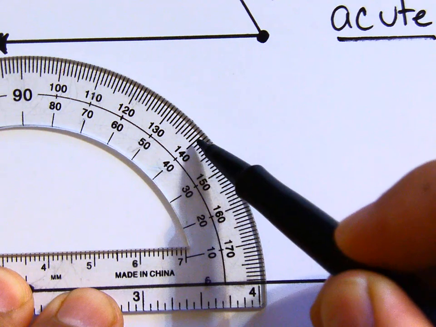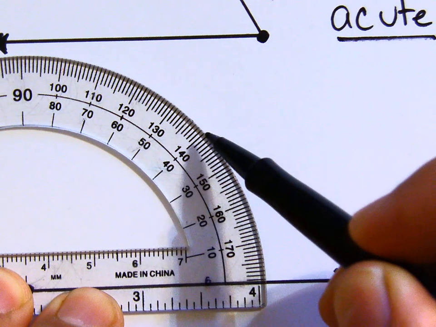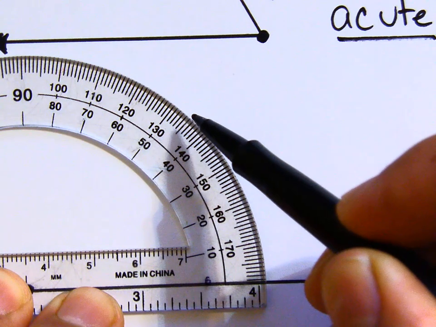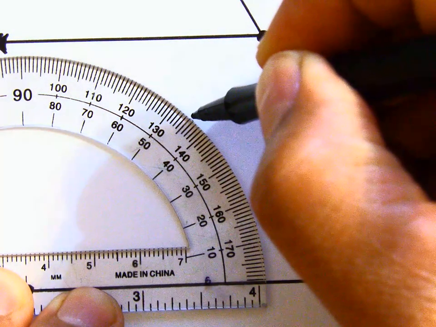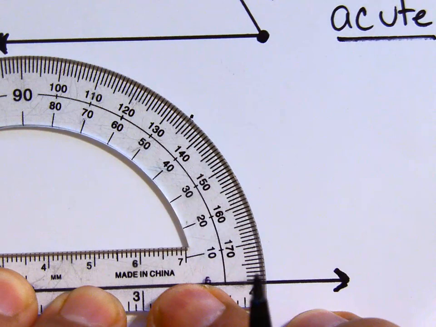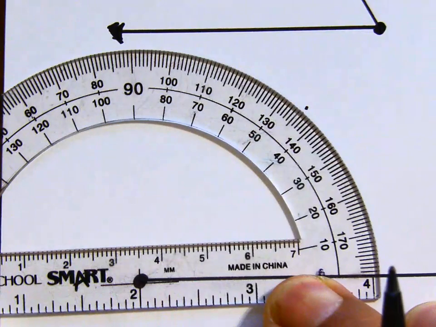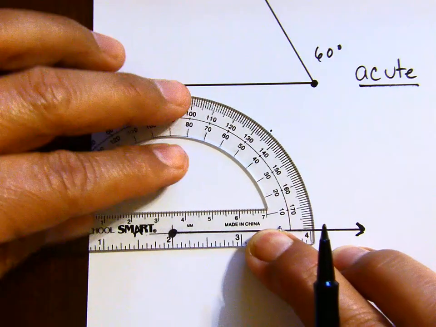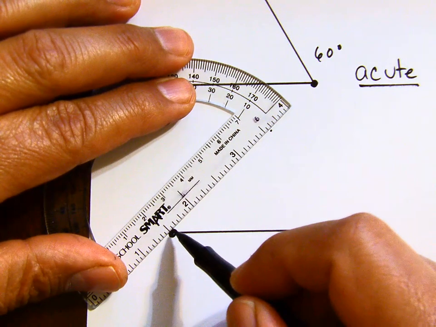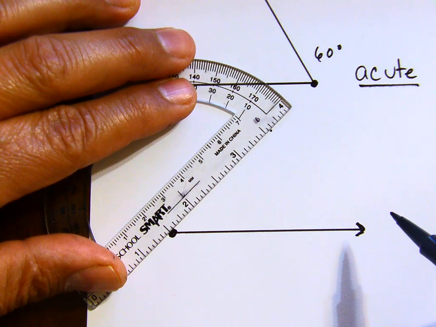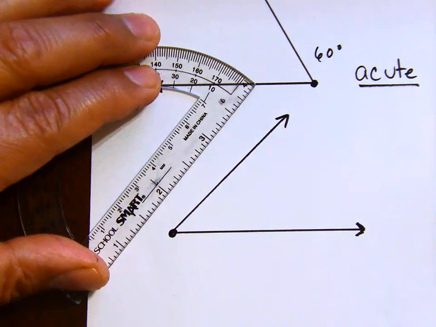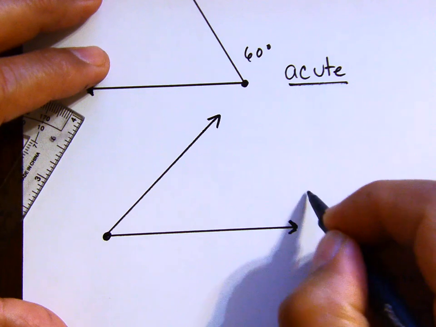If I follow this line where it says 140, that's the same as 40. So that'll be 41, 42, 43, 44, 45. So here's 45. I would have to make a mark where that 45 is. And again, all I have to do now is use the edge of my protractor to connect that mark I just made to my endpoint of this ray. And I just created a 45-degree angle.